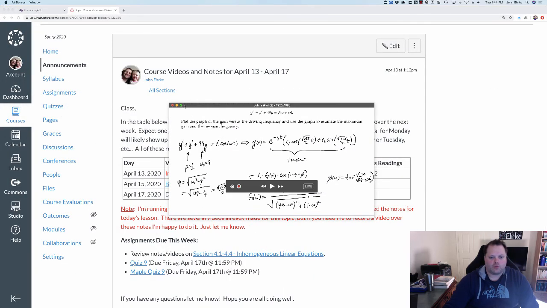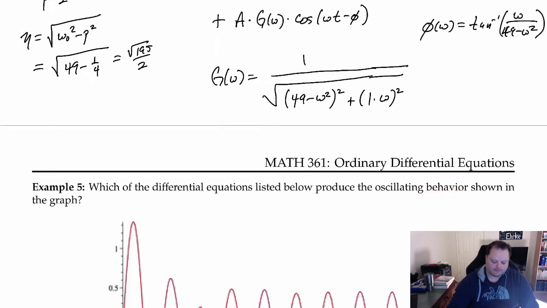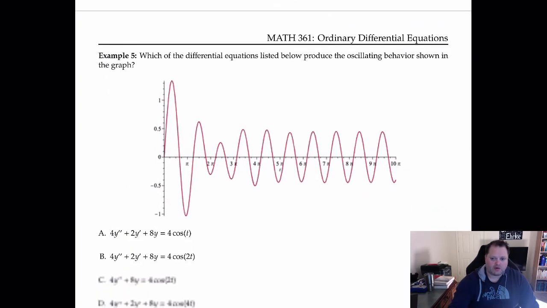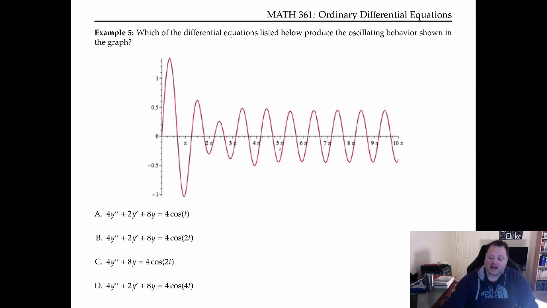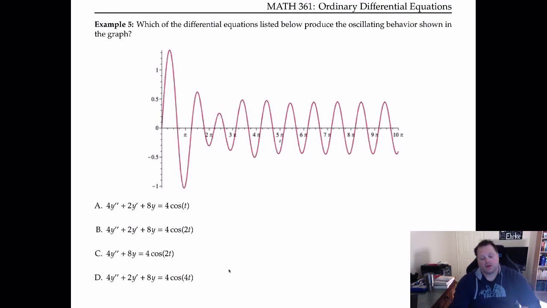All right, I just have one more little wrap-up question here. We had questions like this on the beats and resonance part. Here we have an oscillator, and it settles into a steady state. So we have some sort of damping here. You start out with a wilder oscillation, but then it damps and settles into a steady state. Which of these differential equations below could have produced this graph? I'll give you a second to think about it and determine your answer, and then we will go from there.